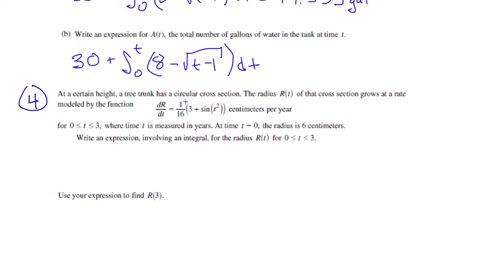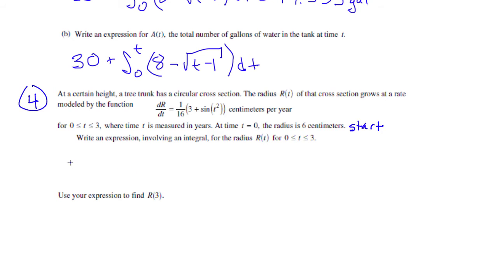Here's the rate of that cross-section. T is measured in years. We have some start information right here. Our start time is 0. Our start radius is 6. Write an expression for the radius. So now we're doing this expression, kind of the general expression, and then using it to find what happens when time is equal to 3.